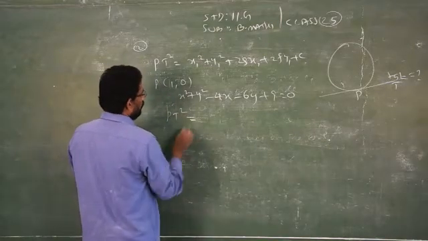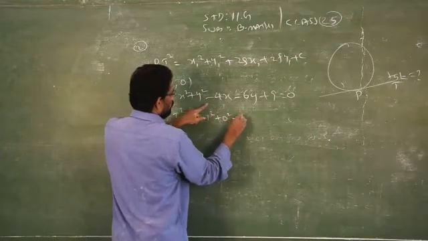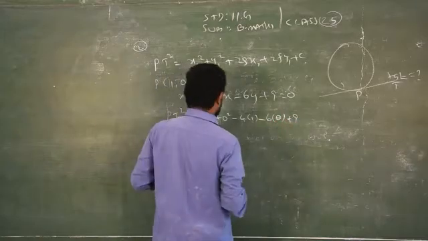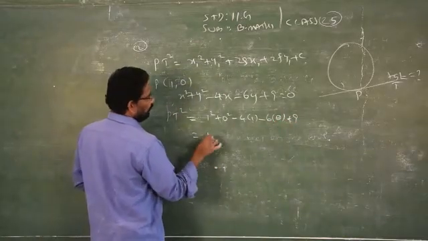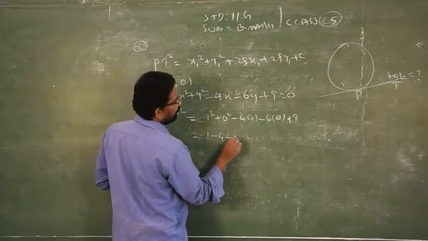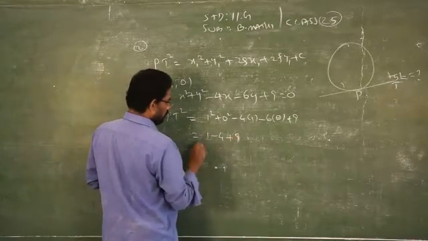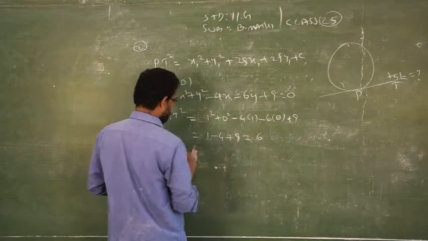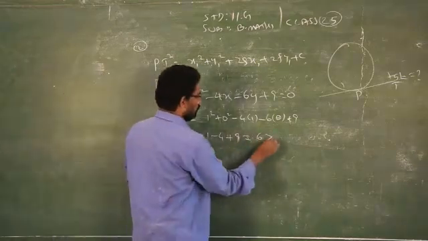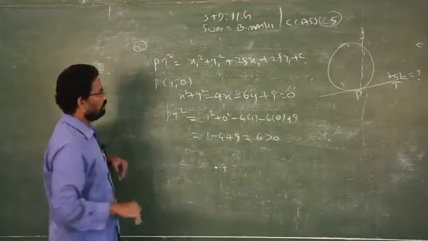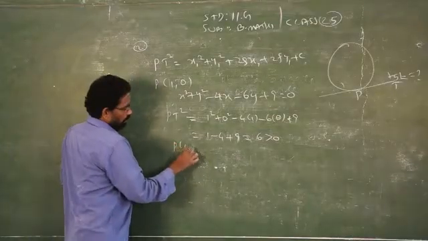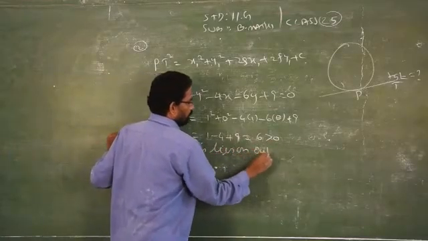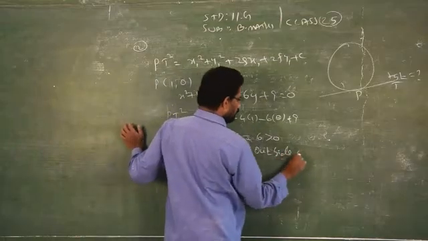That's very important. 1 square plus 0 square minus 4 into 1 minus 6 into 0 plus 9. So what will be the answer? 1 minus 4 plus 9. So 9 plus 1 is 10, minus 4, which will give you 6. So 6 is greater than 0. When greater than 0, the given point lies outside. So P of 1 comma 0 lies outside of the circle.